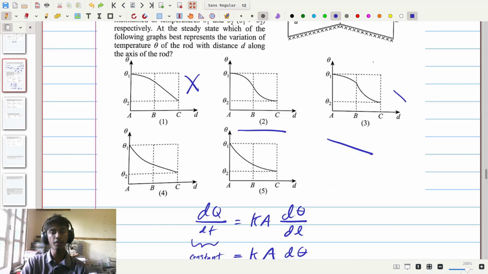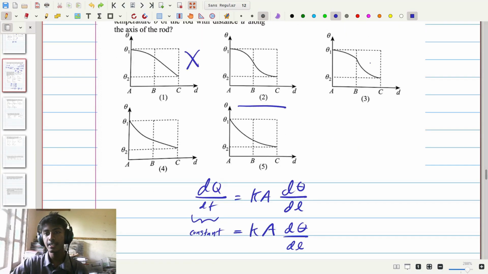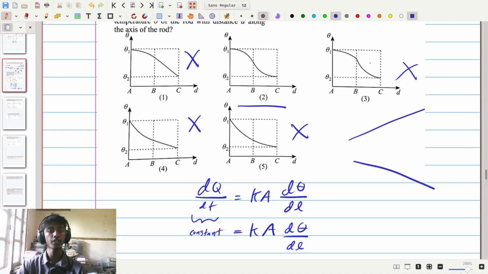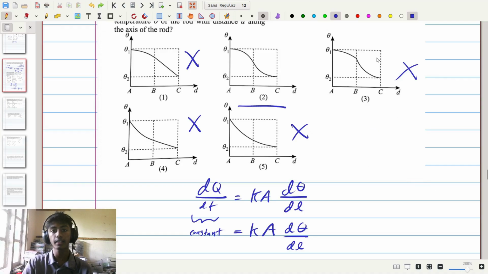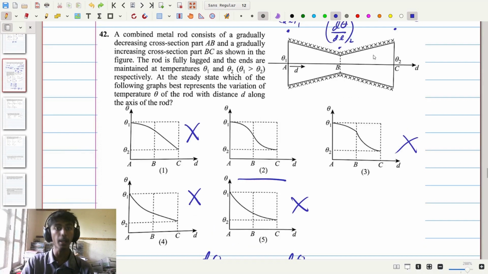Now moving on to 4 and 5. 4 and 5 are quite easy because in both of them, the gradient is just decreasing all the way through. It's going down, flattening, and over here also it's going down, flattening and flattening. So both of these have decreasing gradients, which would only make sense if the tube was increasing in size only like this. So therefore, all of those are wrong, and the correct answer is answer number 2.